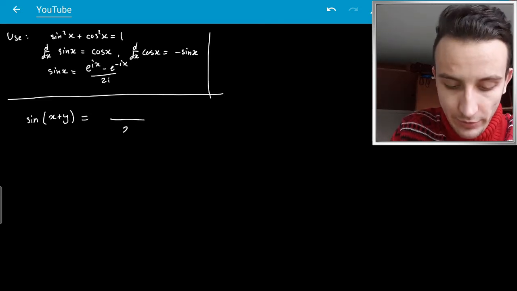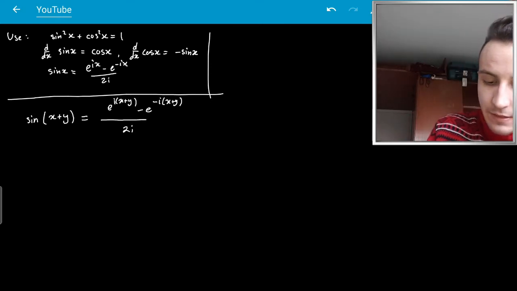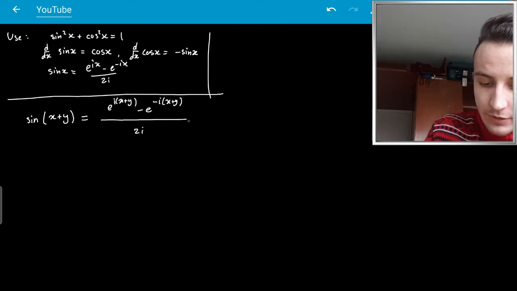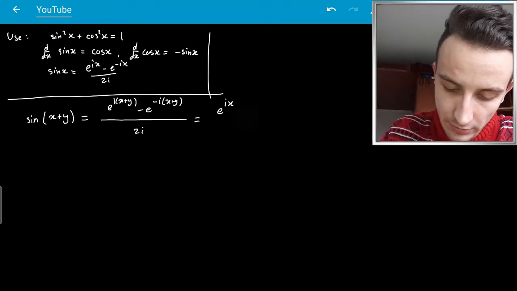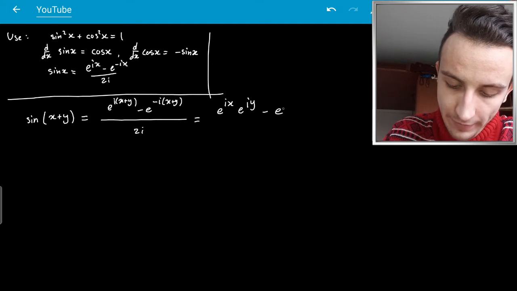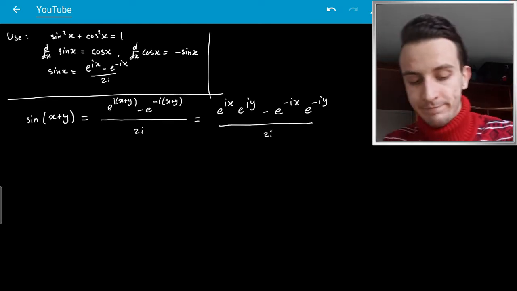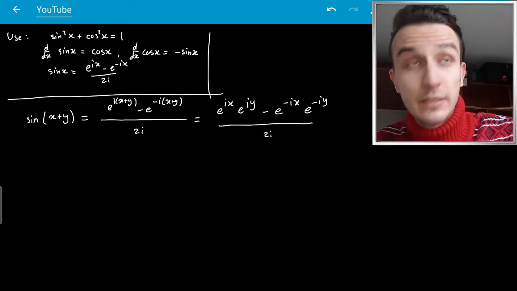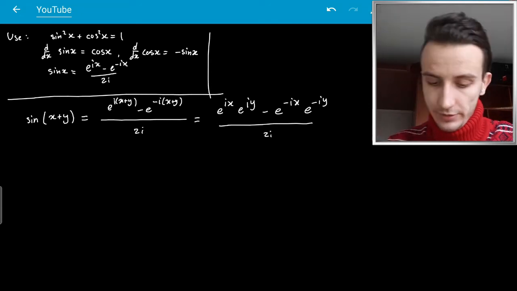So I plug that into the Euler formula: e to the i(x plus y) minus e to the minus i(x plus y). And so now what I want to do is factor this: e to the ix, e to the iy, minus e to the minus ix, e to the minus iy, over 2i. So I need to make this a product and a sum of sines and cosines.